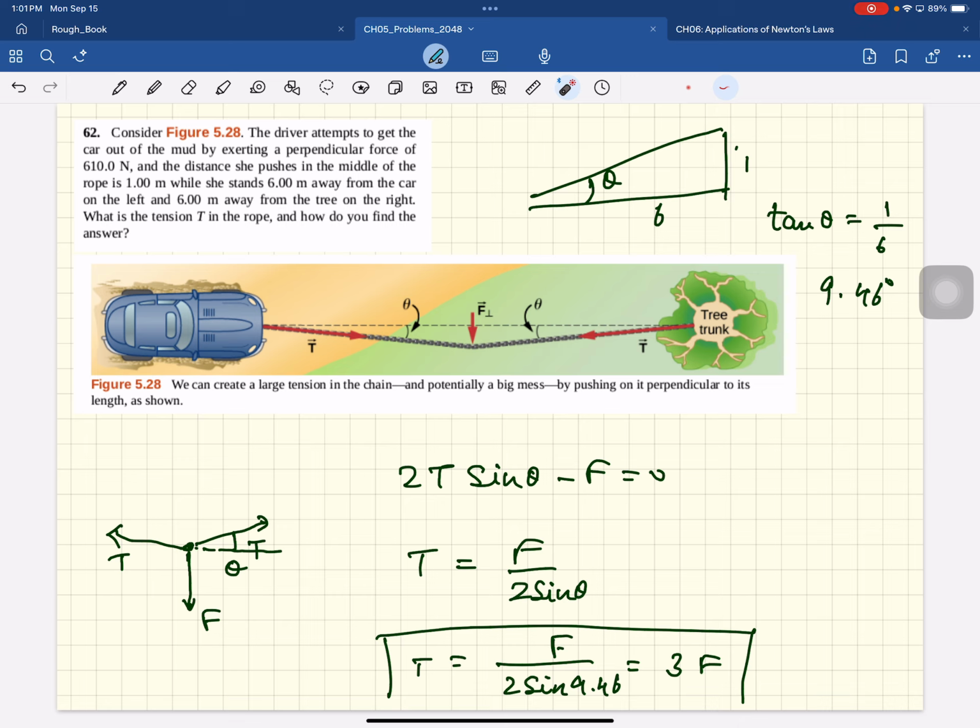Okay. What is the price you paid? Time? No, you have plenty of time. Distance. You pushed 1 meter, and this thing will come out 1/3 of a meter. But that's fine if it's in a ditch and it comes out, then you can drive it off.